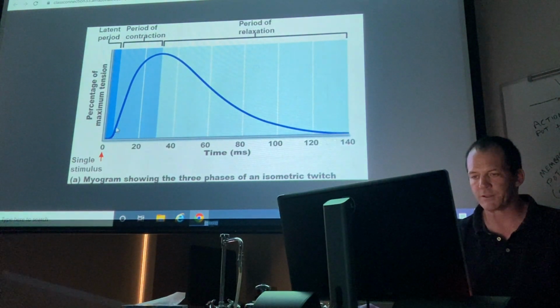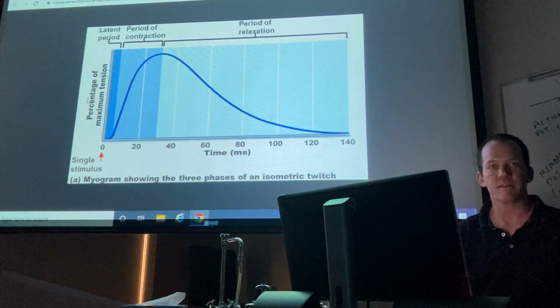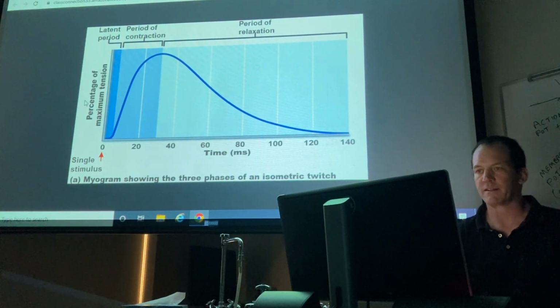Then you undergo this period of contraction where the muscle shortens, and that's myosin grabbing to actin and crawling up it.